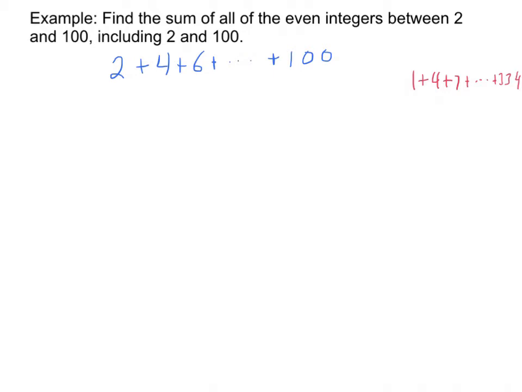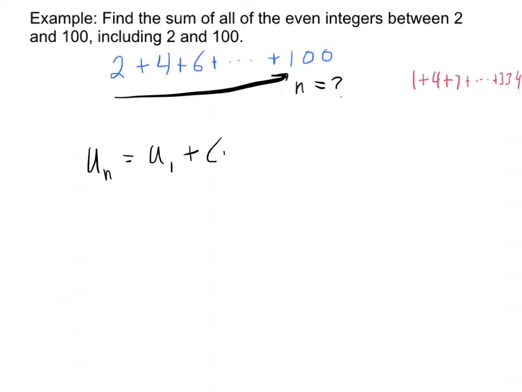So hopefully you've worked through it and you've tried it on your own. Let's see what we know here, what we need. We need to figure out what number term this is. So I'm going to fall back on my un equals u1 plus n minus 1 times d formula. So I know 100 is equal to the first term plus, I don't know what n is, times the common difference.